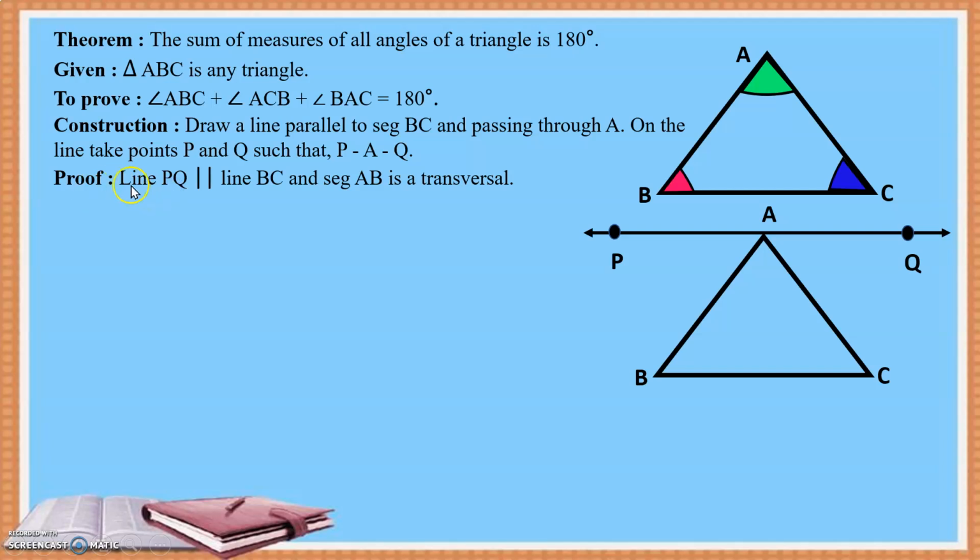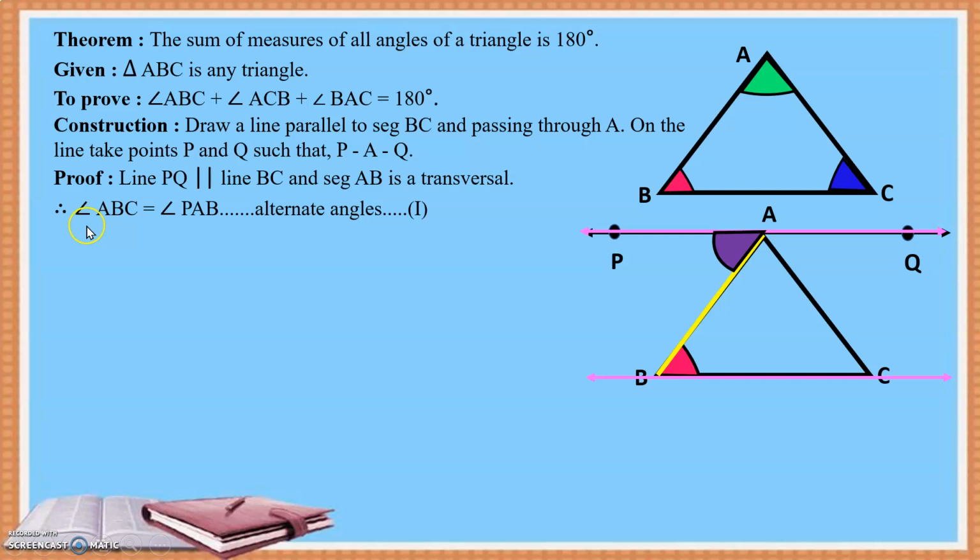In the proof, we'll take line PQ. We have drawn line PQ parallel to line BC and segment AB is the transversal. Now what does this mean? Line PQ is parallel to line BC and AB is the transversal. Now when this happens, we know that these two angles, that is angle ABC and angle PAB, are forming alternate angles. So they will be equal because the lines are parallel. So let's write that statement. That means angle ABC is equal to angle PAB. Well, they are alternate angles.